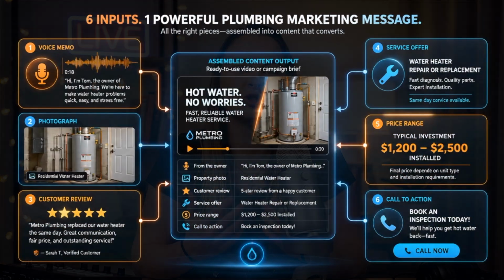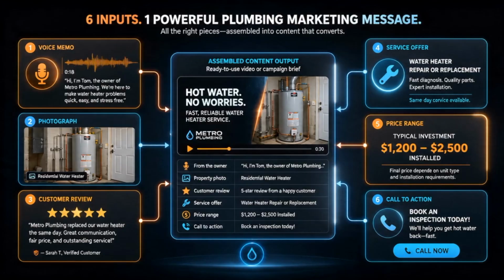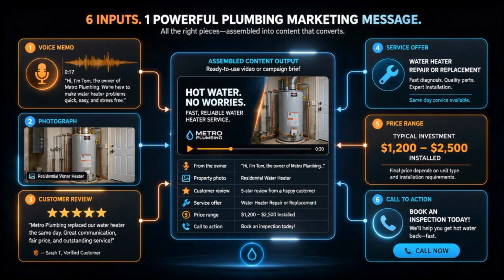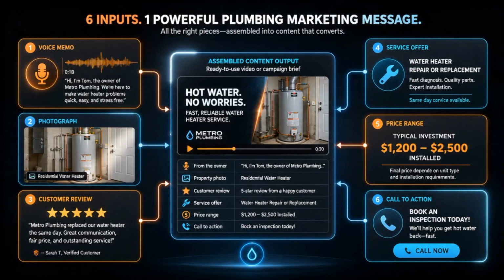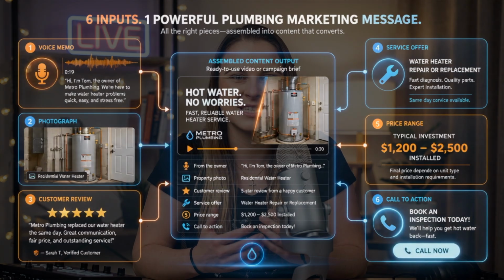Now we give the system one real customer question. For this example, why does my water heater run out of hot water so quickly? But we don't stop with the question. We give the AI evidence. That might include a short voice memo from the owner, a photograph of the water heater, a customer review, the company's service offer, a realistic price range, and the action we want the viewer to take.